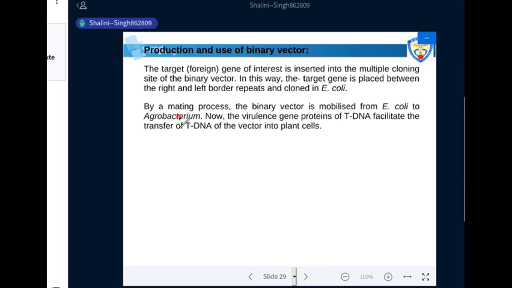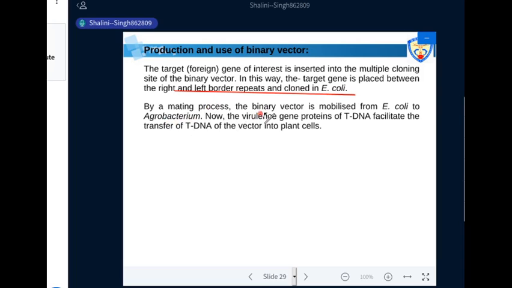Production and use of binary vector. The foreign gene of interest is inserted into the multiple cloning site of the binary vector in the disarmed Ti plasmid. In this way, the target gene is placed between the right and left border repeats and cloned in E. coli. So, this disarmed Ti plasmid is cloned in E. coli, whereas the helper plasmid is replicated only in Agrobacterium, as it has origin of replication for Agrobacterium only.